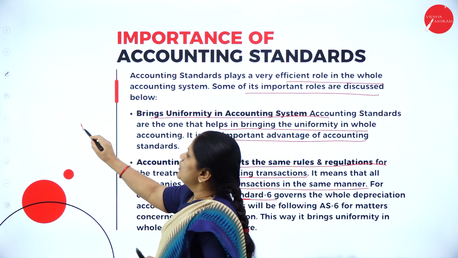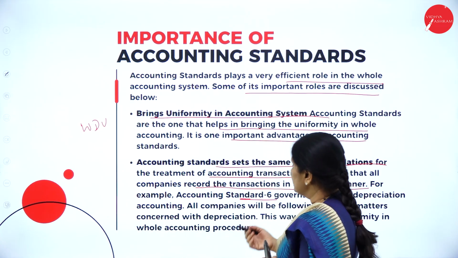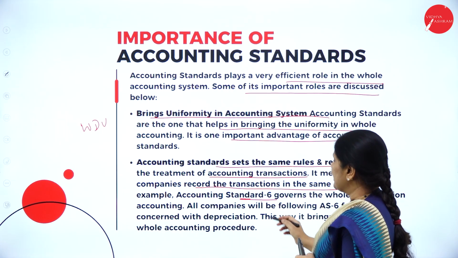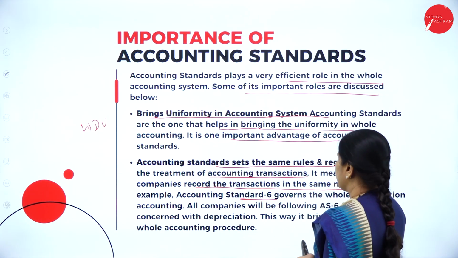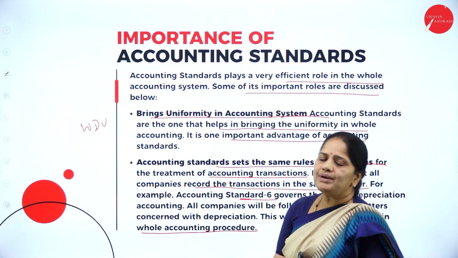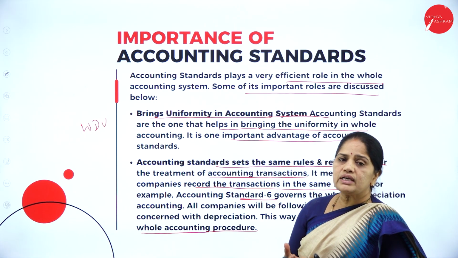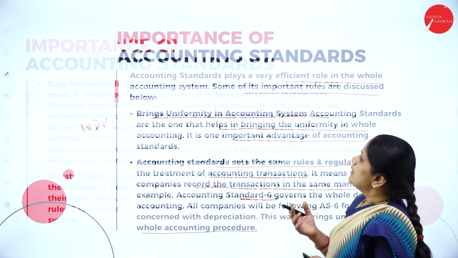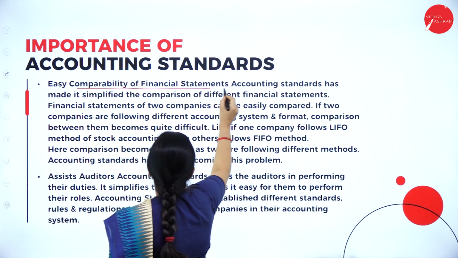Now, what is this WDV method? So, written down value method. We have to see what kind of accounting policy you have to follow, and you will be guided by Accounting Standard 6. This way it brings uniformity in the whole accounting procedure. So, we will be able to know what kind of accounting policy the business organization has adopted relating to depreciation.